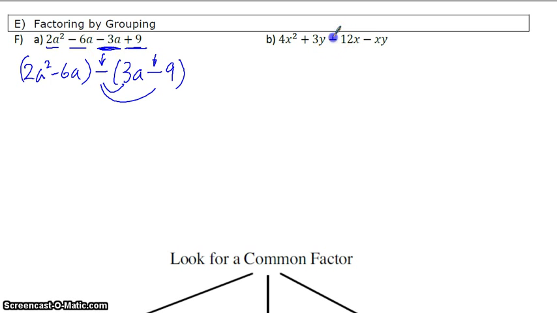Okay. Let me change the next question here. Let's change it to a plus. So when you have a plus, you don't need to do that. Okay, so when you have a negative sign, make sure you change the sign there. Now, what do you do next?